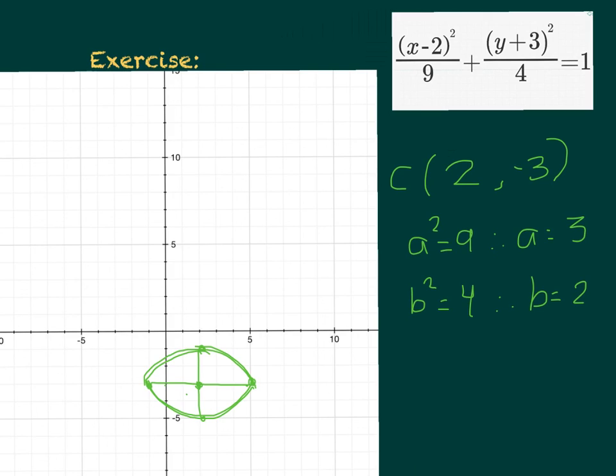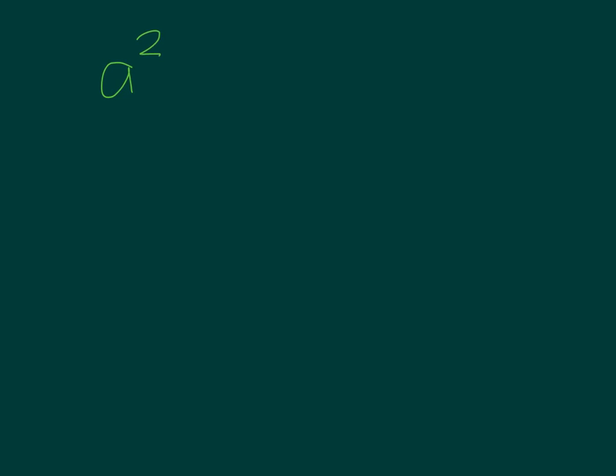Okay? The other thing that I can ask you is where are the foci? And for doing that, we have to apply the Pythagorean equation, which is a squared equals b squared plus c squared. So we're looking for the value of c. Again, a squared will be equal to b squared plus c squared. So in this previous exercise, the value of a squared is 9, the value of b squared is 4, and we can solve for c squared.